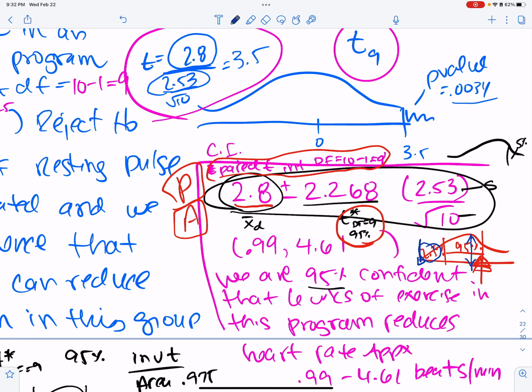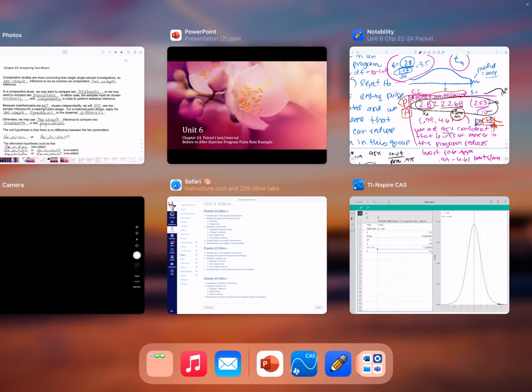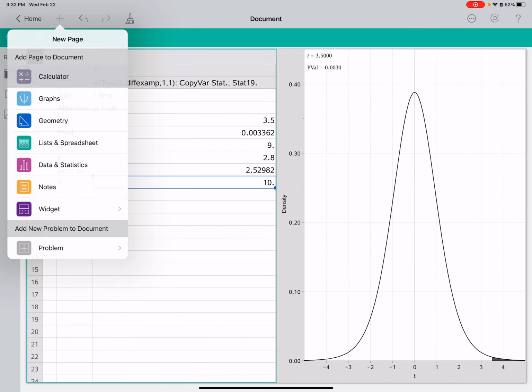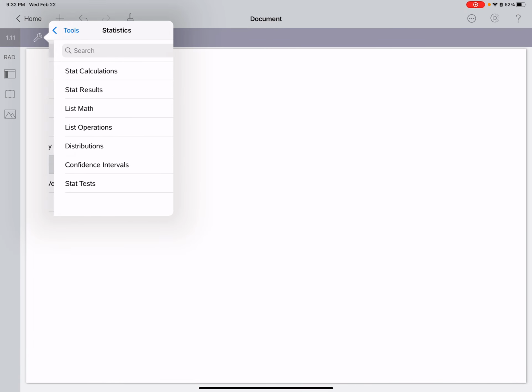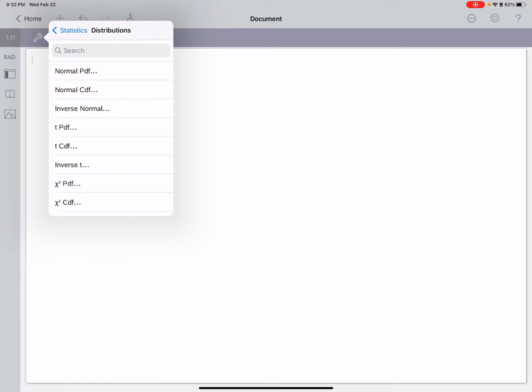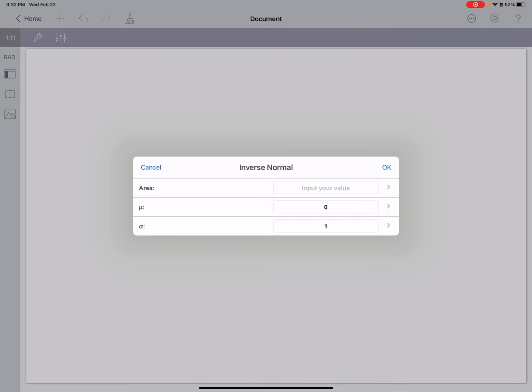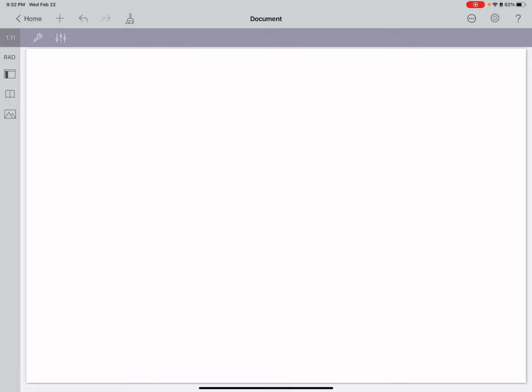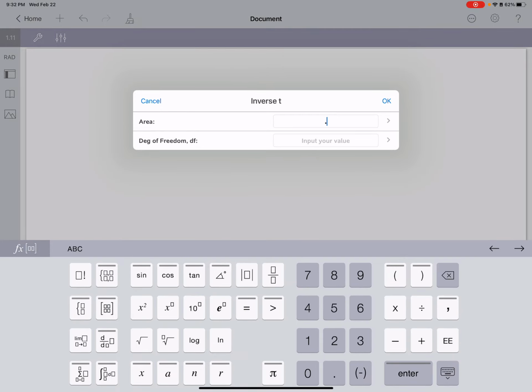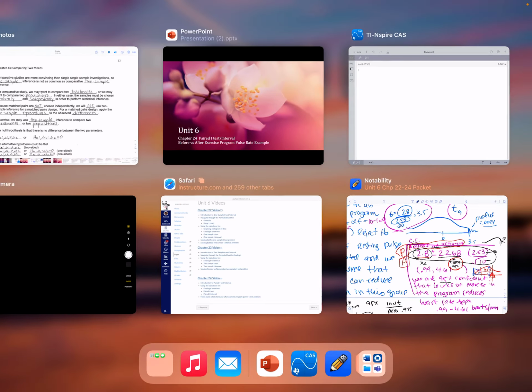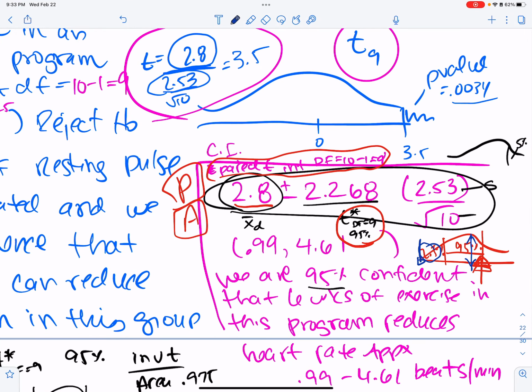So I'm going to go to inverse t on my calculator because I'm looking for t star. So I'm going to go to menu, stat, distribution, inverse, not inverse norm, I apologize. I got to go all back to do it. Inverse t. And that is 0.975 because I'm looking for a 95%, and that's my extra tail. And degrees of freedom is 9, and that value is 2.26. So that's where I got the 2.26 from.